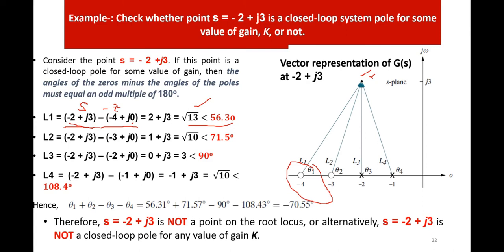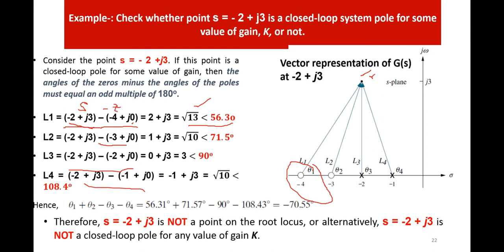Again, this is also for the other zero, similarly for the other pole, and also for the other poles. By taking the sum of the angles, which is equal to minus 70, it means that this point is not lying on the root locus.